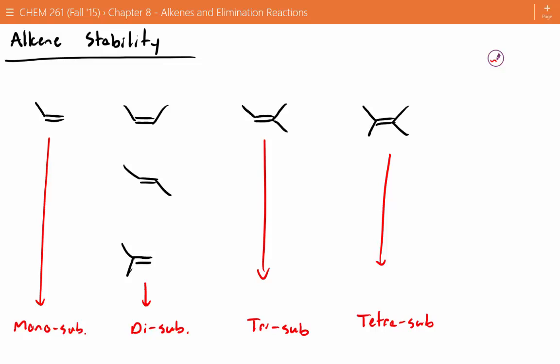Which one do you think is the most stable? So somebody said tetra. Why do you think tetra? It's the most substituted. Yeah, we can relate this back to our carbocations, right? We said with carbocations, the more methyl groups you have around them, the more stability you get. What was the special name for that phenomenon? Hyperconjugation. Same thing is true here. So as we look at these, more substitution equals increasing stability due to hyperconjugation.